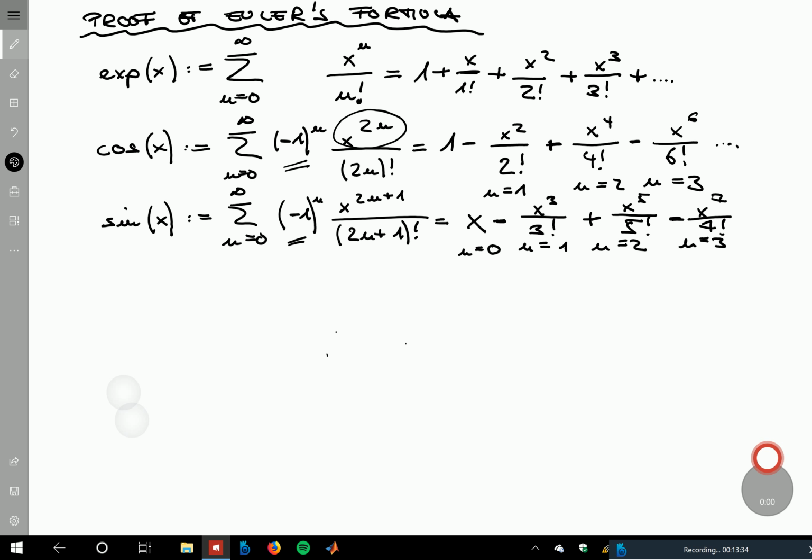So questions about this, or do I have any typos either on the board or in the script? I mean, in the script there are at least 3 already. The exponential doesn't have a minus 1 to the n, and the factorial in the cosine and the sine function needs to be outside the brackets.